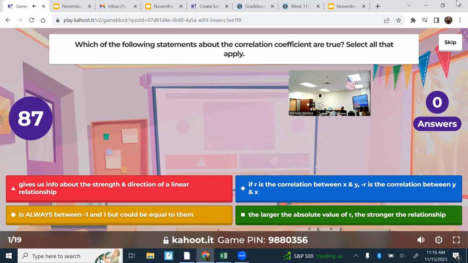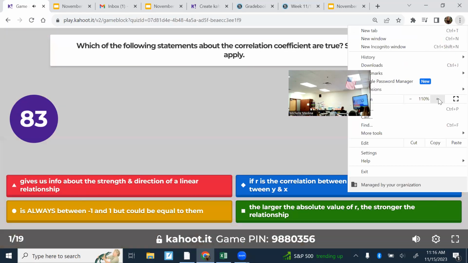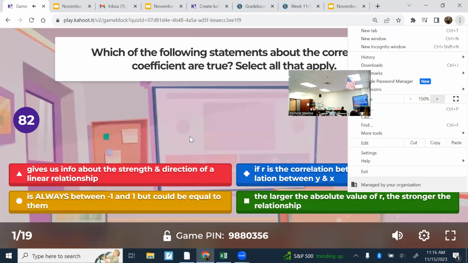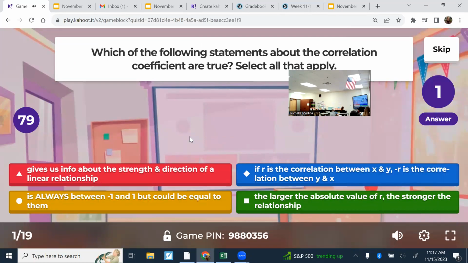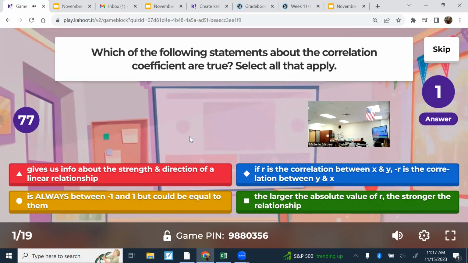It gives us info about the strength and direction of a linear relationship. If R is a correlation between X and Y, negative R is a correlation between Y and X. It's always between -1 and 1, but could be equal to them. The larger the absolute value of R, the stronger the relationship.